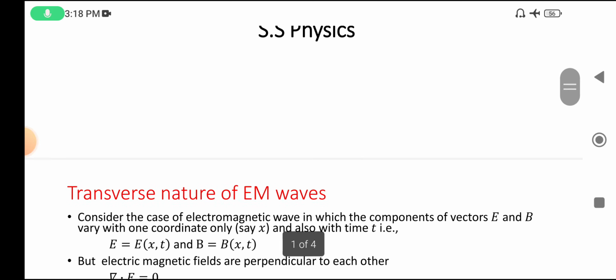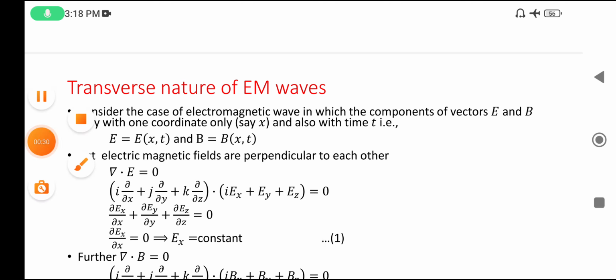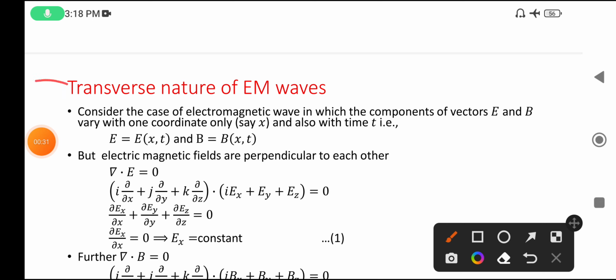Okay friends, today's topic is the transverse nature of EM waves. Transverse means perpendicular nature. What is the transverse nature of EM waves?